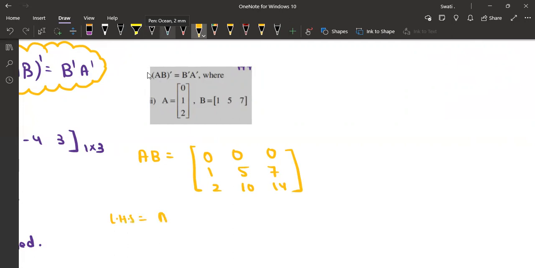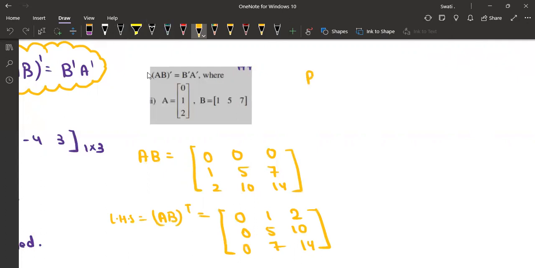We have AB transpose. That means we need to do the transpose of this. That means the first column will become first row. So 0, 1, 2. Second column will become second row, so 0, 5, 10. Third column will become third row, that means 0, 7, 14. This is what we got on the LHS.